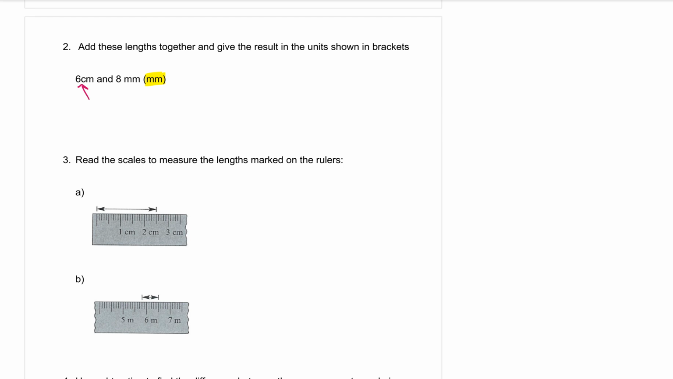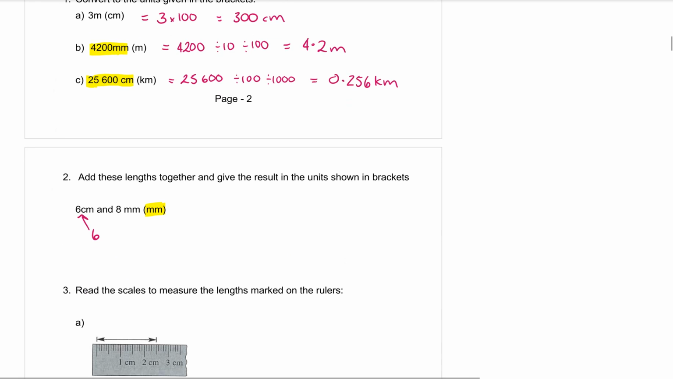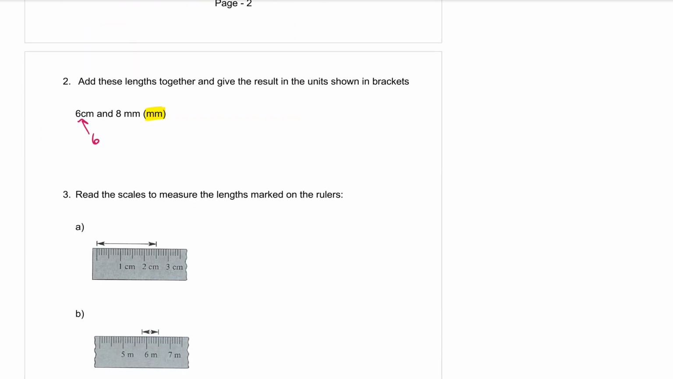So to convert 6 centimeters using that diagram on the last page up here again, so 6 centimeters to get to millimeters, I need to times it by 10. So I go 6 times that by 10. 6 times 10 is 60 millimeters. Now that both of my measurements are in millimeters, I can add them together. So I have 60 millimeters for the first one. I have 8 millimeters for the second one. So that means altogether I have 68 millimeters.